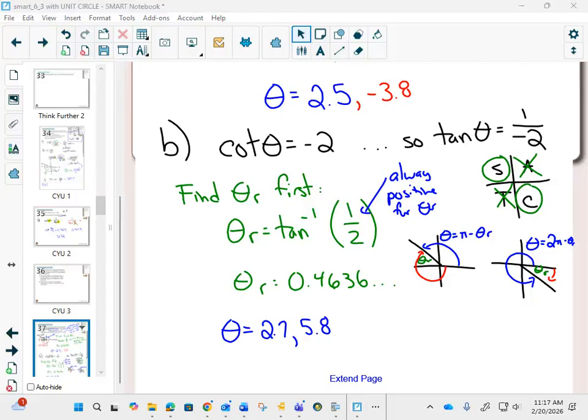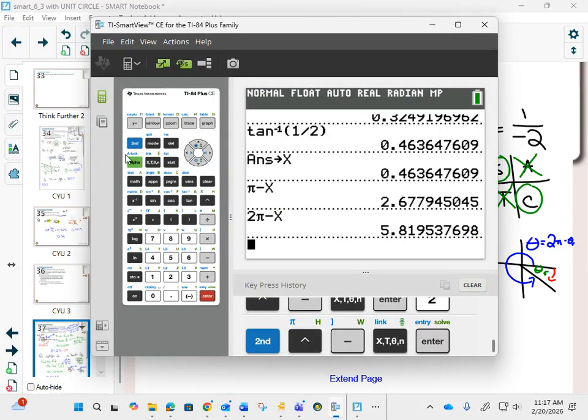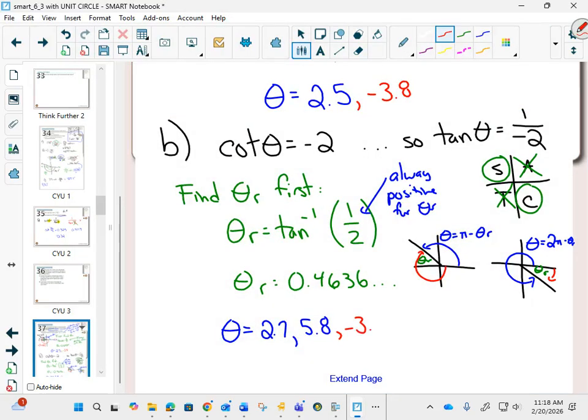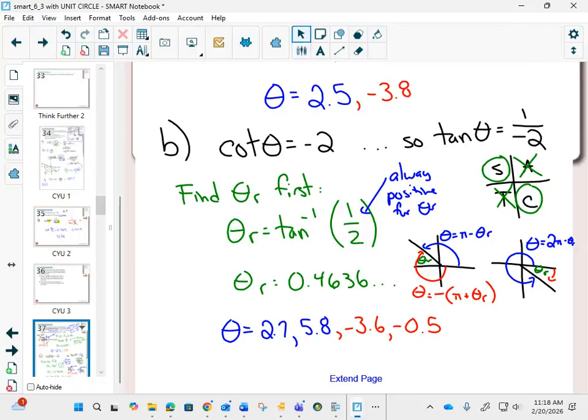So I'll go to my calculator again. So I go pi plus, and I've saved it as x, 3.6. So I'll write this as negative 3.6, because here this will be pi plus my reference angle, but then it's going in the negative direction, so I add a negative after. And the second one is exactly equal to my reference angle. So I don't have to do any math here. My reference angle is 0.5, but it's negative, so I'd write negative 0.5. Because I rounded the 0.46 to the nearest tenth.